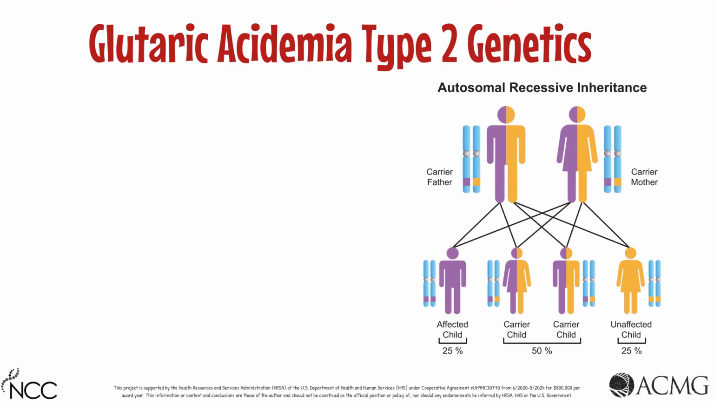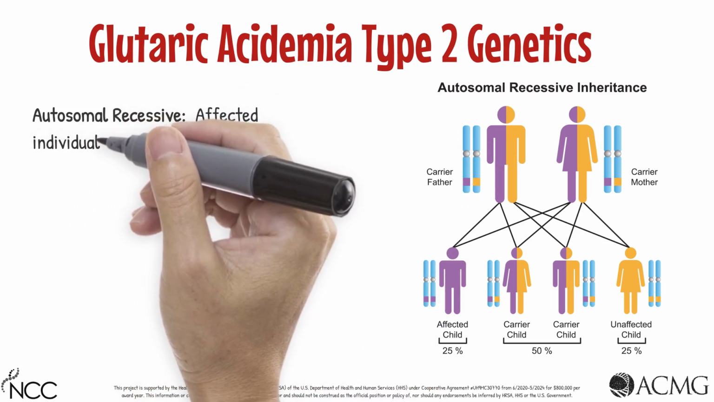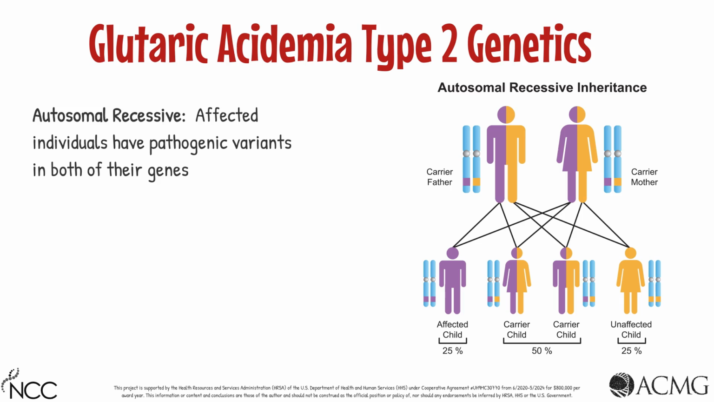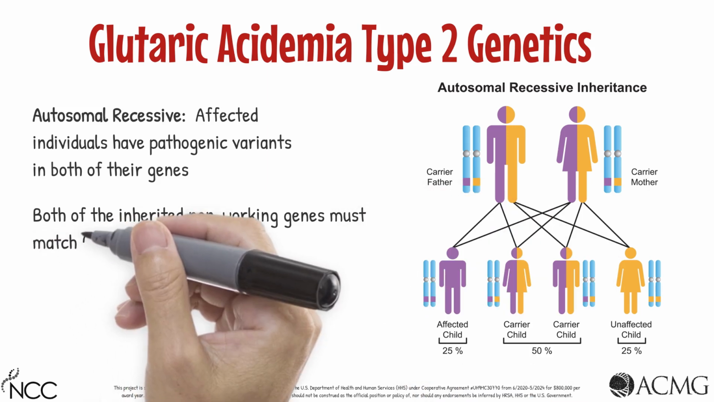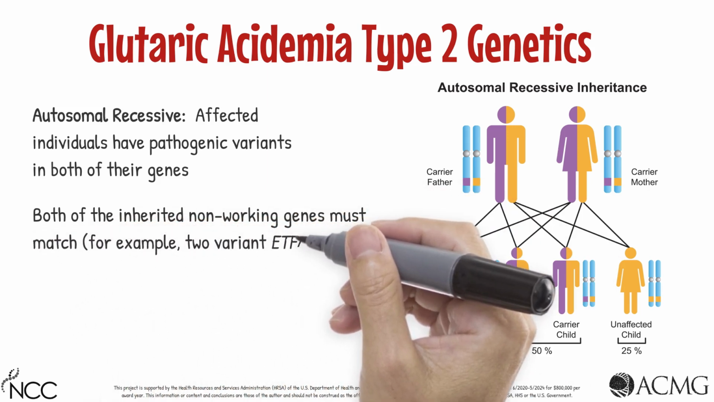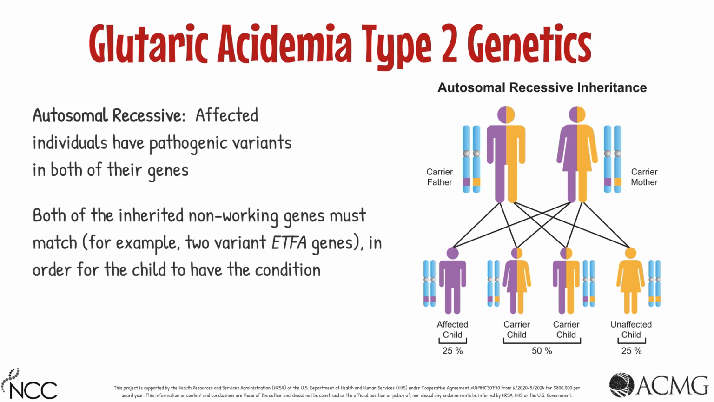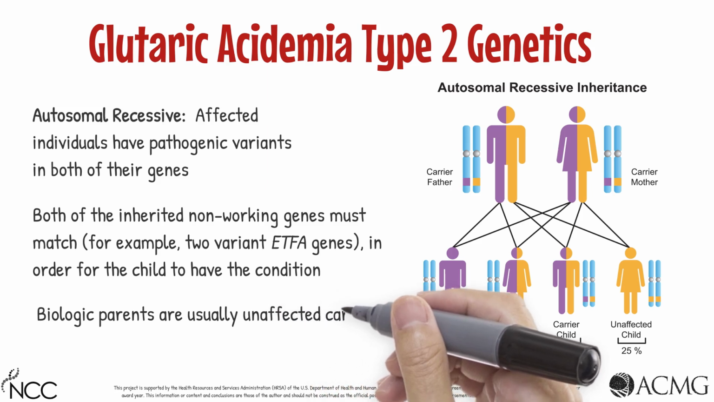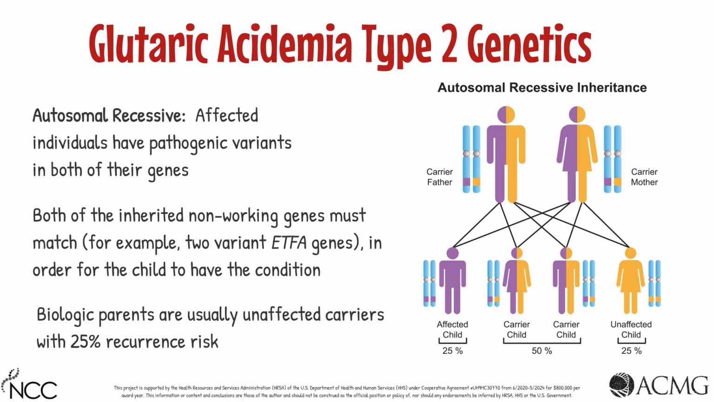Glutaric acidemia type 2 is inherited in an autosomal recessive manner, meaning that only infants with a pathogenic variant in both of their genes will be affected. Both of the inherited non-working genes must match, in other words, two variant ETFA genes, in order for the child to have this condition. Biologic parents with a child with Glutaric acidemia type 2 are carriers and are unaffected, but have a 25% recurrence risk with any future children they have together.